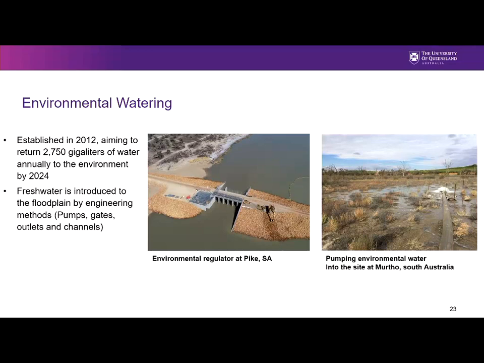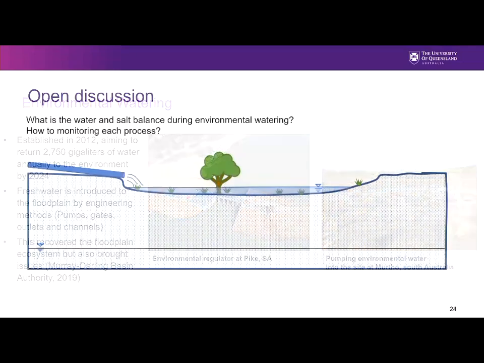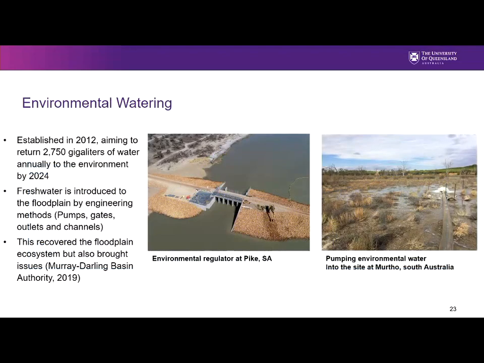So you control the water, but in the meantime, you need to return water to the system. And then return about 2,075 gigaliters of water to the environment. And in that case, fresh water is introduced to the floodplain by engineering methods. Pumps, gates, outlets, and channels, right? The recovered floodplain system, they do have a recovered floodplain system, but it also brought issues.